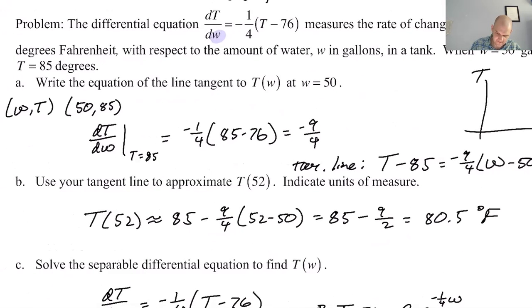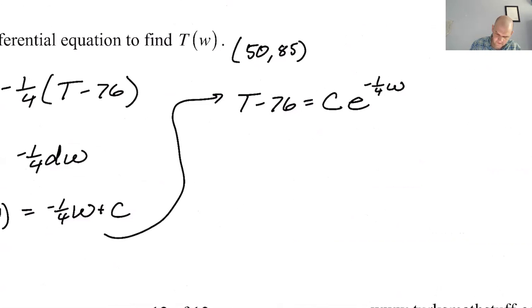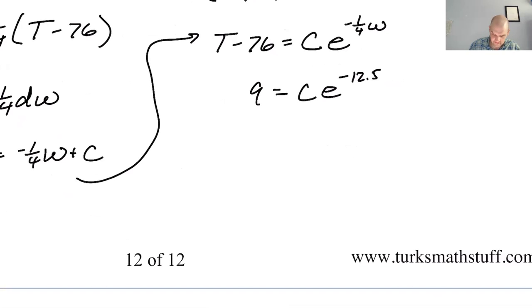Then we definitely know this ordered pair, which will let us solve for C. So let's see, that's going to be positive 9. 9 equals C e to the negative 50 over 4, 25 over 2. I'm going to go with 12.5. I don't really like doing that, but I don't know.